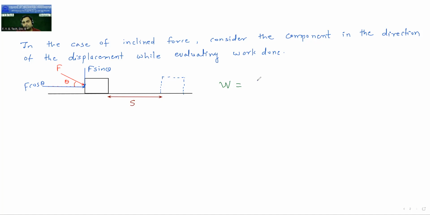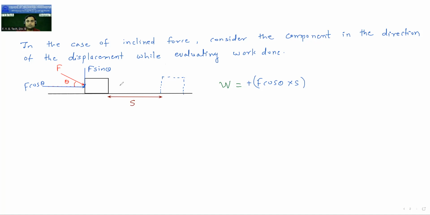So it will be F cos theta into S. Why have we taken F cos theta? Because our displacement is horizontal, so we have to take the horizontal component. Now whether it is positive or negative, see the direction. The direction of F cos theta is towards the right side, and the displacement is also towards the right side. So this is plus. So your work done is F cos theta into S in this case, whenever an inclined force is applied.